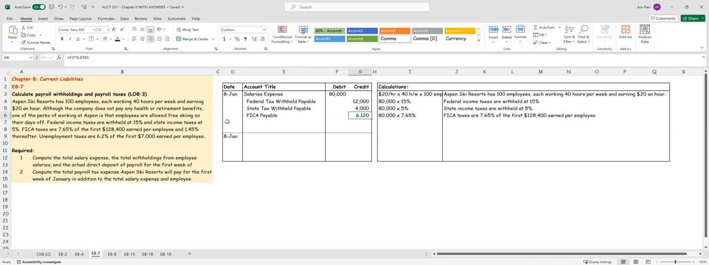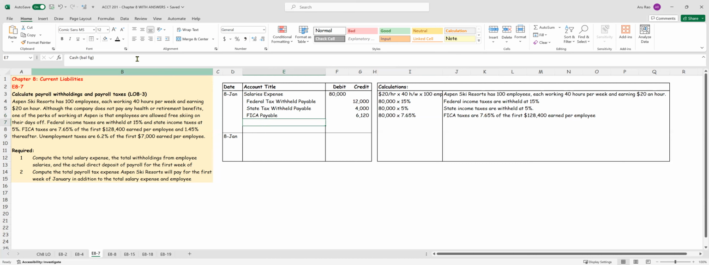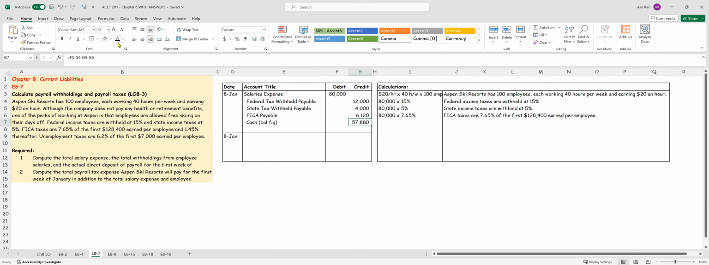So that's the Social Security tax and the Medicare tax put together is the FICA payable. So that's the FICA payable. So now that we have all these taxes withheld, how much are we going to give them? The remaining amount is what they get in their paycheck.